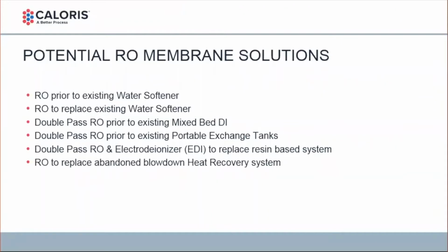Another membrane solution is a double pass RO prior to an existing mixed bed DI. And as I think I already said, the operating costs of that mixed bed DI are going to go way down. So instead of having to regenerate that mixed bed DI every day, you probably don't have to regenerate that for a couple months. Same principle with an RO in front of a portable exchange tank, to greatly reduce the operating costs of those portable exchange tanks.